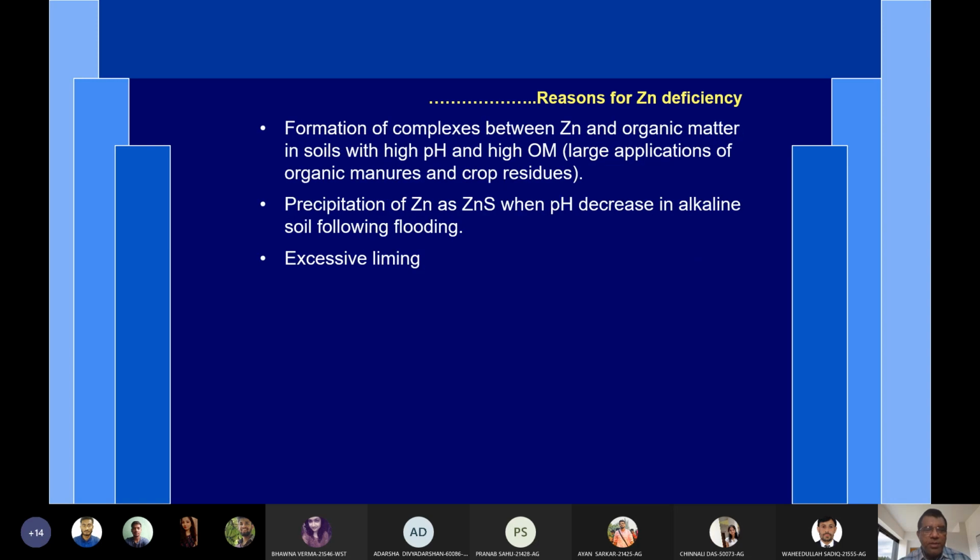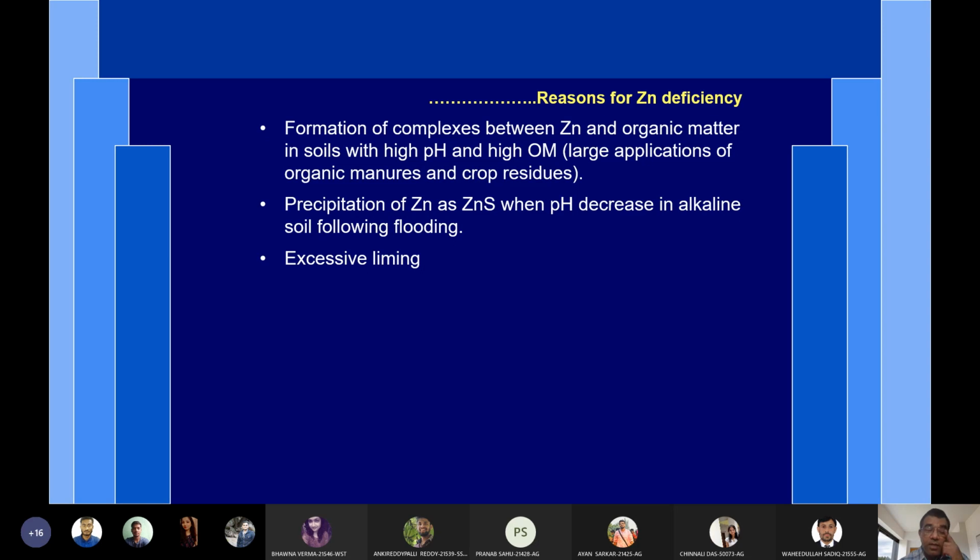Formation of complexes between zinc and organic matter. That is another means of reduced zinc supply. Formation of complexes between zinc and organic matter in soils with high pH and high organic matter, where you apply high quantity of organic manures and crop residues. Under those conditions also zinc availability decreases.